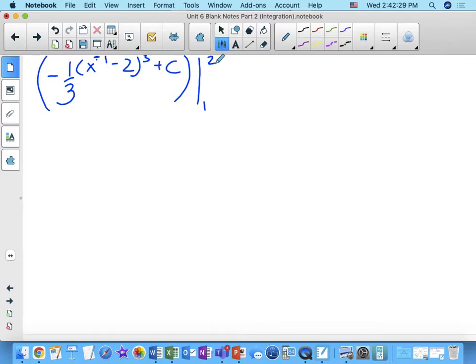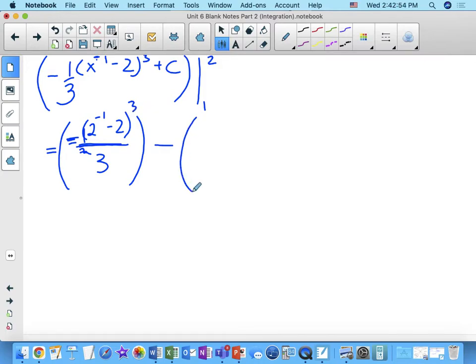Okay, so again, I'm going to leave out the c's when I do this. This is essentially going to be negative 1 over 3. In fact, I'm just going to put it as this: 2 to the negative 1 minus 2 over 3, minus cubed, thank you, 1 to the negative 1 minus 2 over 3. There we go.